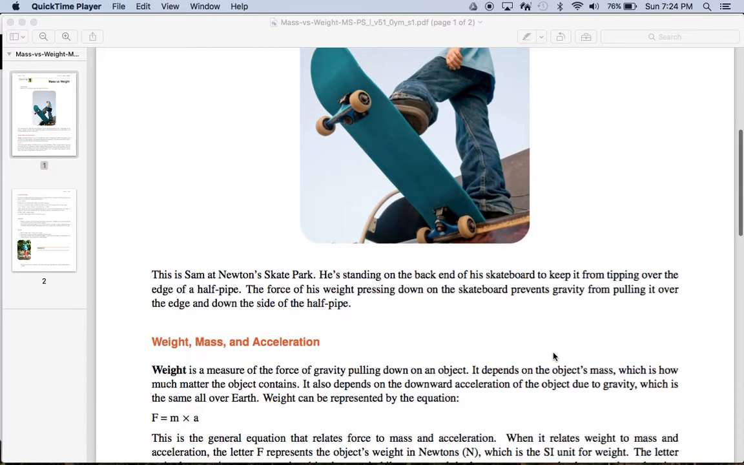This is Sam at Newton Skate Park. He's standing on the back of his skateboard to keep it from tipping over the edge of a half pipe. The force of his weight pressing down on the skateboard prevents gravity from pulling it over the edge and down the side of the half pipe.